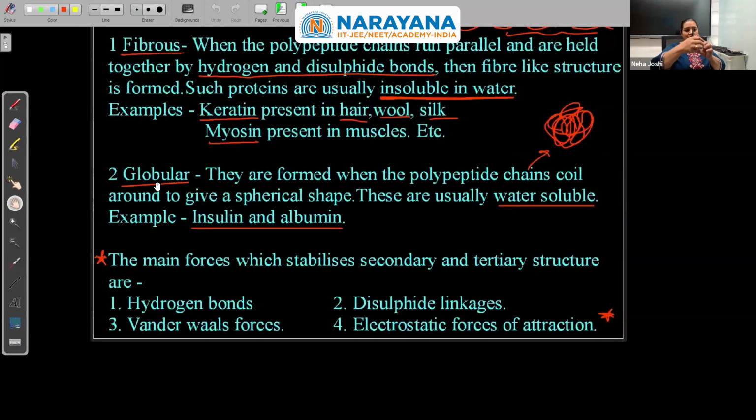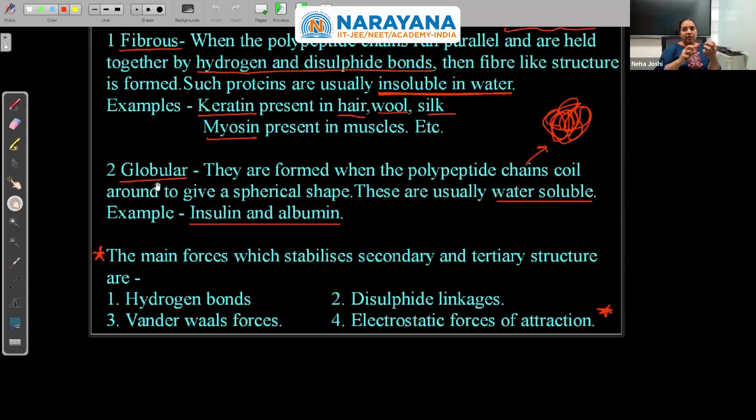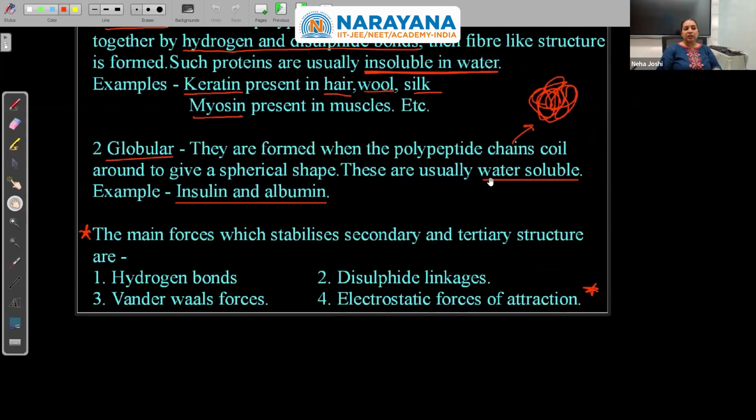Globular, they are like coiled. They are formed when the polypeptide chain coils around to give a spherical shape. These are usually water soluble, example insulin and albumin.